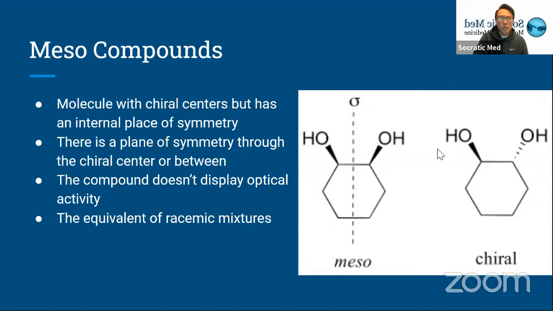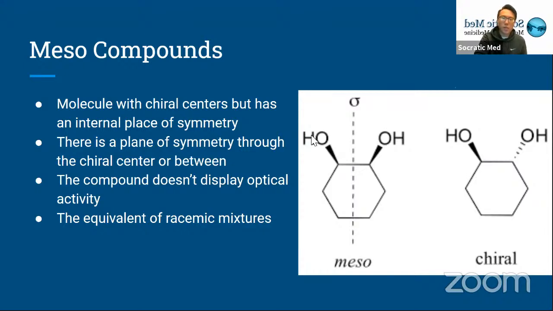And then finally, there's a special group called meso compounds, and this is what we went over. These are molecules that have chiral centers, but they have an internal plane of symmetry. So even though they have chiral centers with 4 different substituents attached, because of this internal plane of symmetry, there is no optical activity, and it won't rotate plane polarized light.